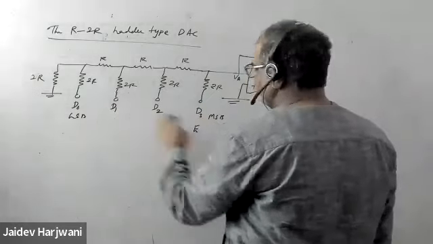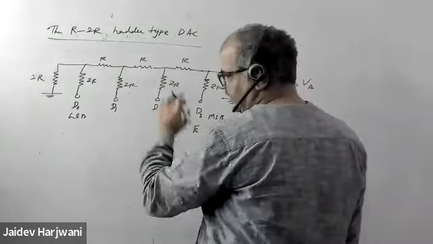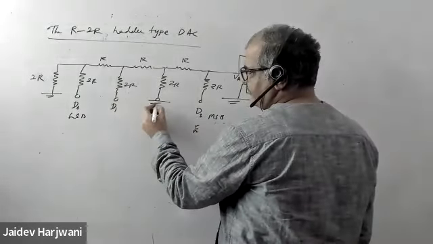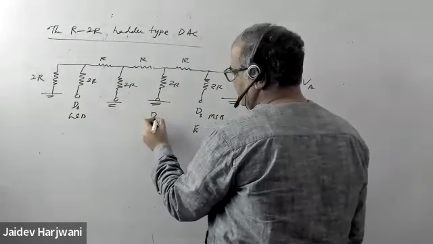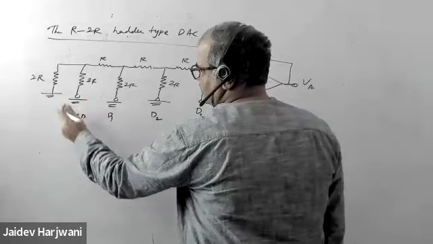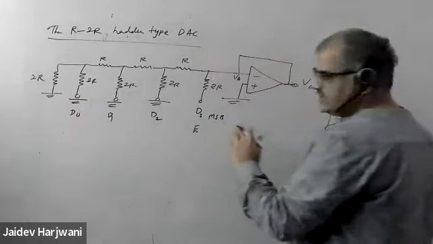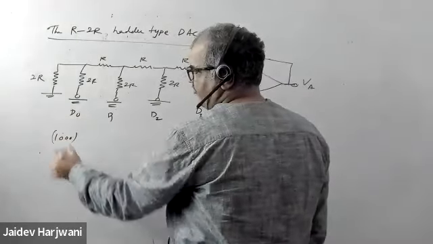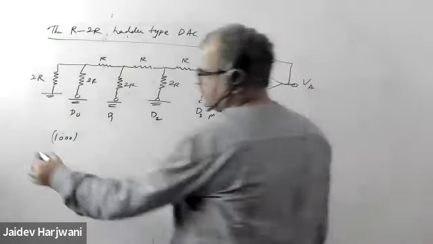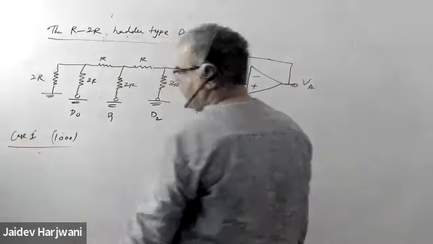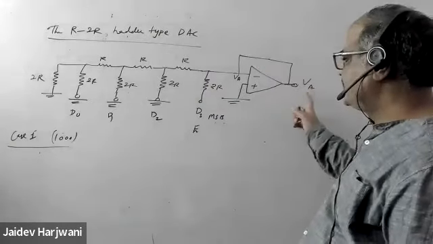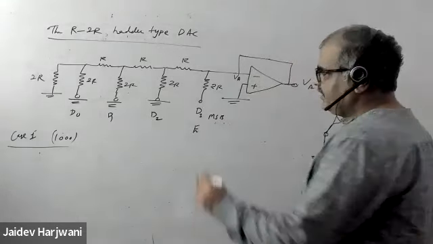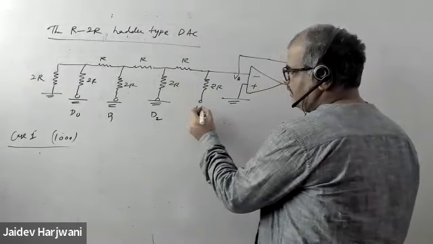If this is 1, others are 0, what is the output here? So basically I'm calculating the weight of each digit. I'll ground this one, I'll ground this one. So D2 is grounded, D1 is grounded, D0 is grounded. So alone because of the MSB, I'm calculating the weight of 1000. So in the first case, I'm calculating the voltage corresponding to this digit 1000. So here the voltage is E.